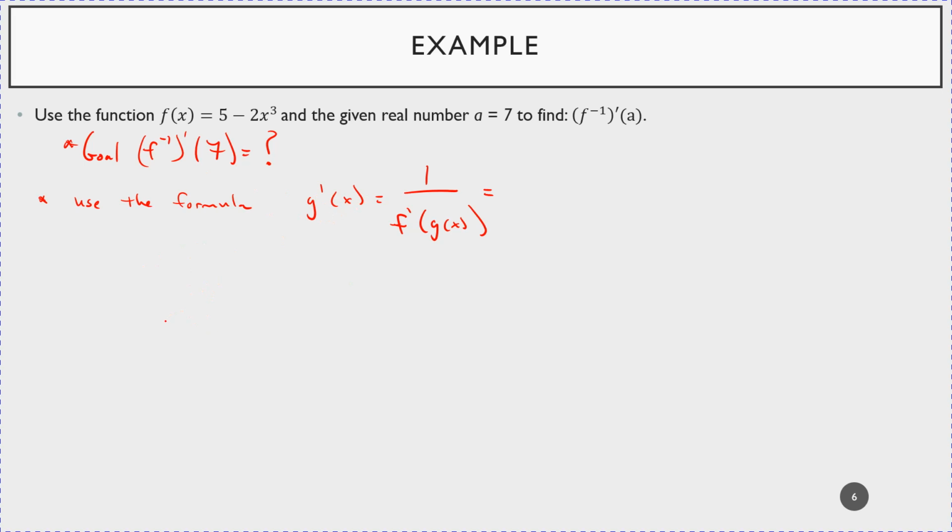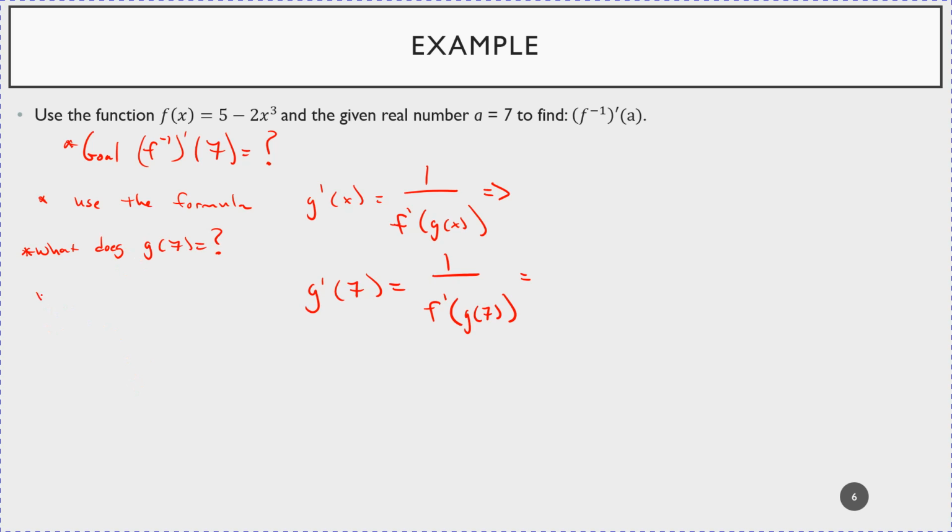But we need to do a few things here. Notice what I'm going to be plugging in. I'm going to be plugging 7 into the inverse function. So really what's going on here is we're finding g prime of 7 is equal to 1 over the derivative of this function, which we'll get to in a second, evaluated at the inverse function evaluated at 7. Well, what does g of 7 equal?